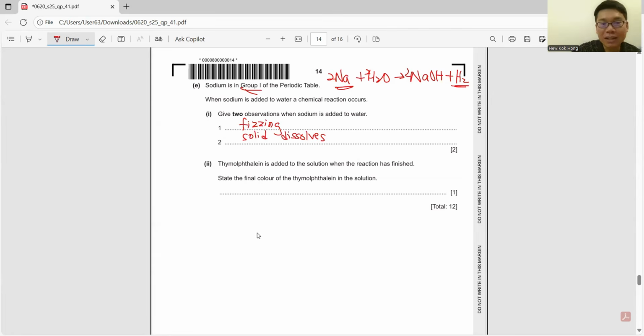2. Thymolphthalein is added to the solution when the reaction has finished. State the final color of thymolphthalein. Thymolphthalein is blue in alkaline and is colorless in acid. So this is a test for neutralization.